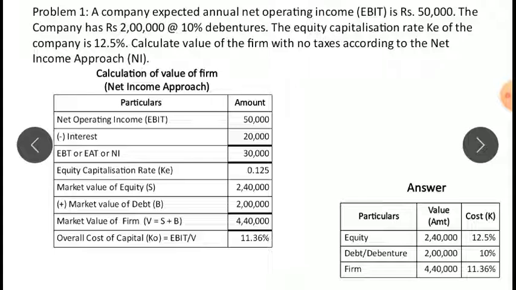The information which is given in the problem is the company's annual operating income, EBIT, is 50,000, and the company has debenture of 2 lakhs at 10 percentage, and the company's equity capitalization rate is 12.5. By using that, we need to calculate the value of firm by using net income approach. These are the procedures for calculating the value of the firm.